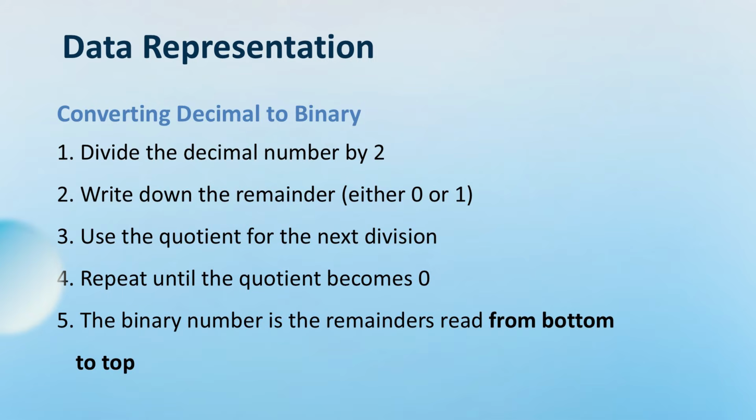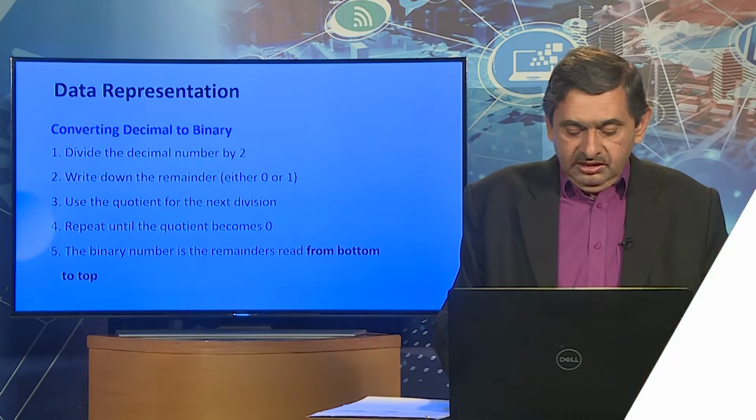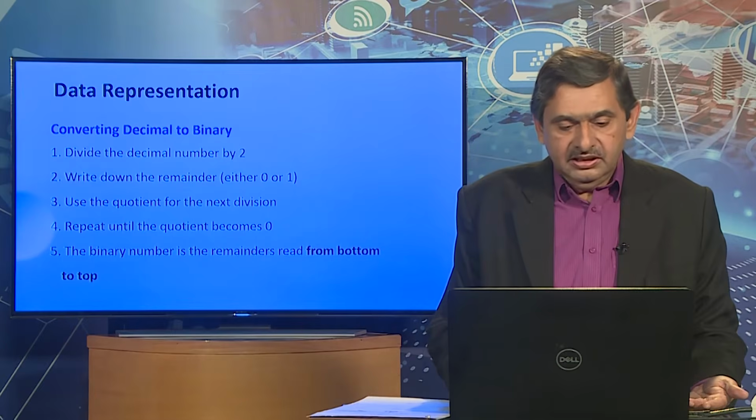In third step, use the quotient for the next division, and we will repeat this process until the quotient becomes 0. In the last step, the binary number is the remainder, read from bottom to top. Let us see this procedure with the help of an example.